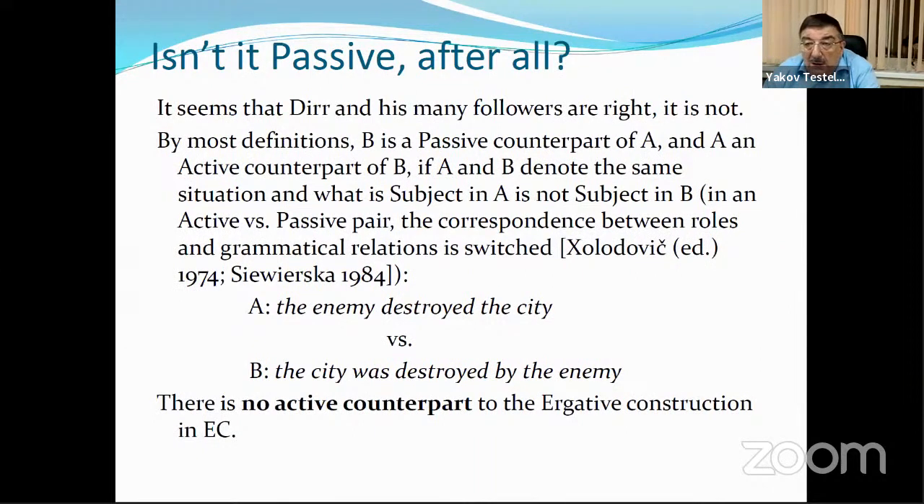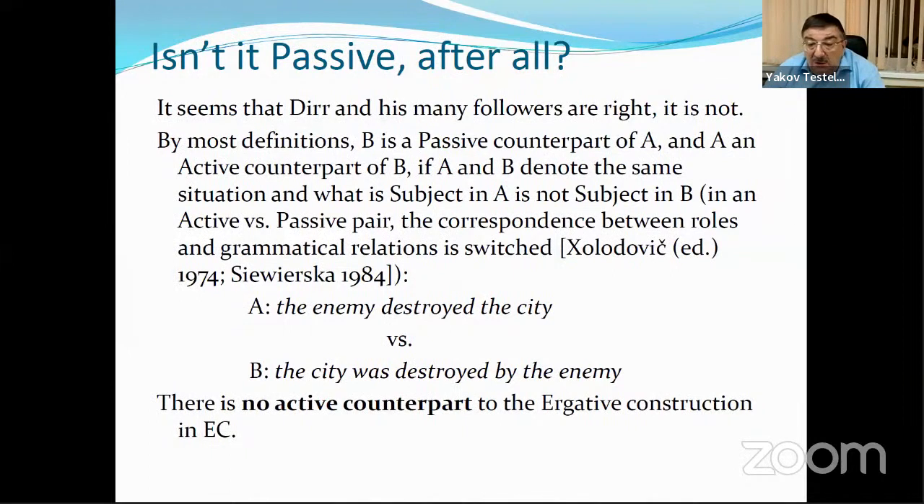It is not passive. Although, of course, it's a matter of definition, according to any reasonable definition of passive, what we see in East Caucasian is not passive. By most definitions, B is a passive counterpart of A, and A an active counterpart of B. If A and B denote the same situation, and what is subject in A is not subject in B. In an active versus passive pair, the correspondence between roles and grammatical relations is switched, like in the pair: the enemy destroyed the city versus the city was destroyed by the enemy.